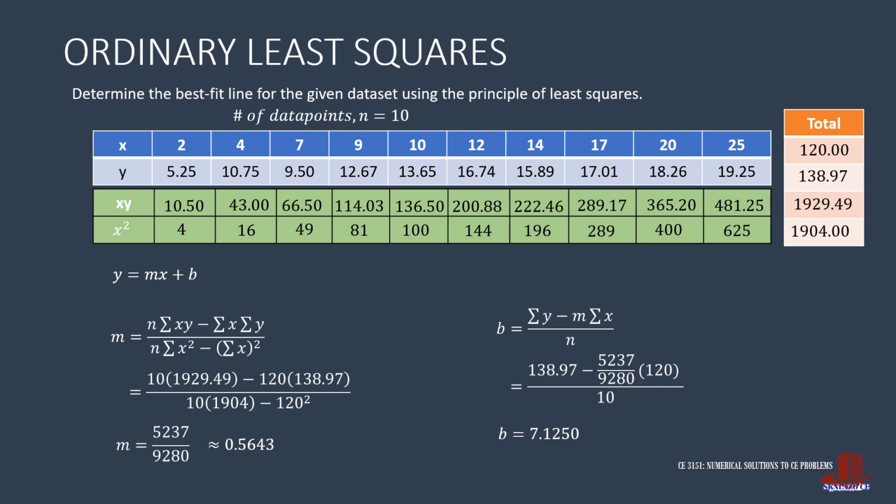The function then comes out the same as previously computed, that is y as equal to 0.5643x plus 7.125. Thus, the change of y values doesn't change anything from the procedure.